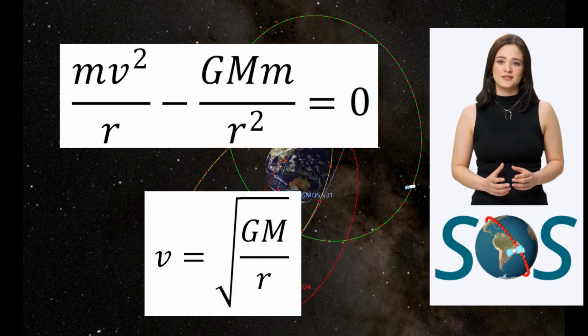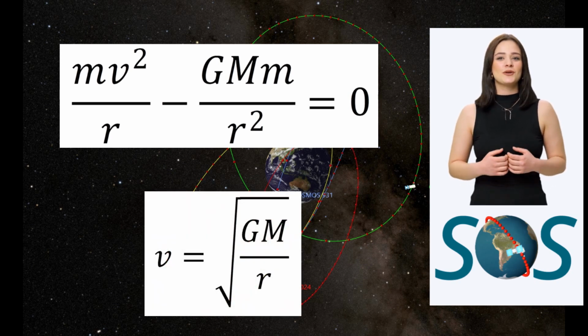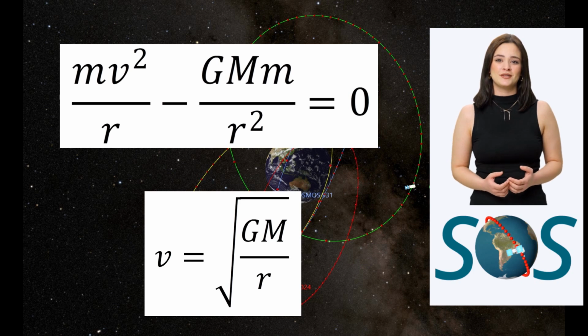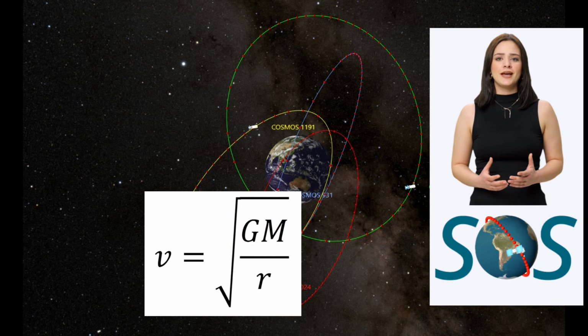I can rearrange this equation to solve for velocity. I now show that equation on my right. Note that it is not a function of spacecraft mass. Even a feather will orbit at the same velocity in space if there is no atmosphere. Note also that as the distance to the center of Earth gets smaller, the velocity gets larger.